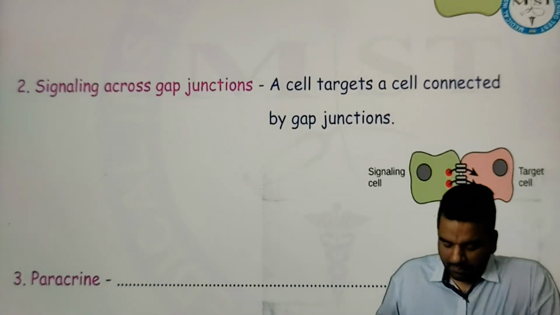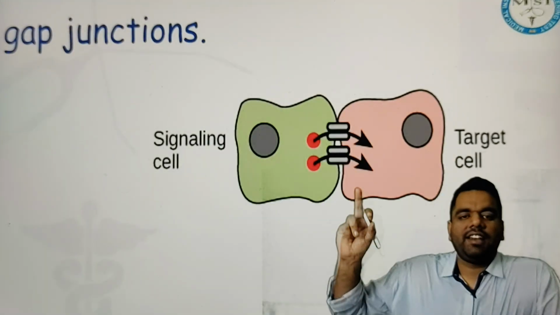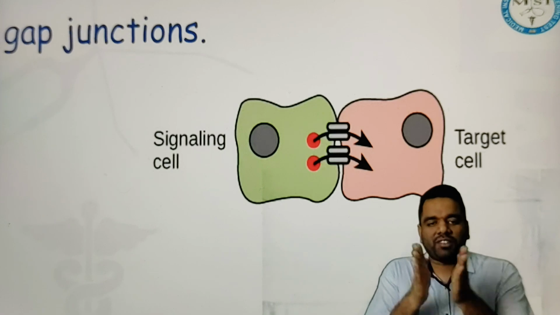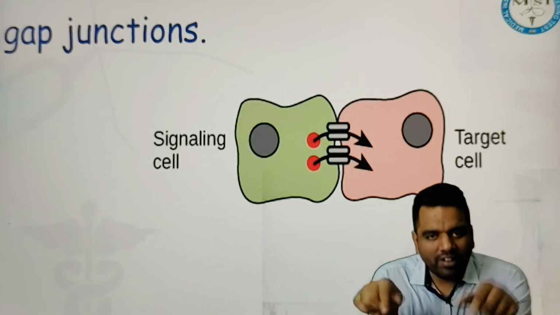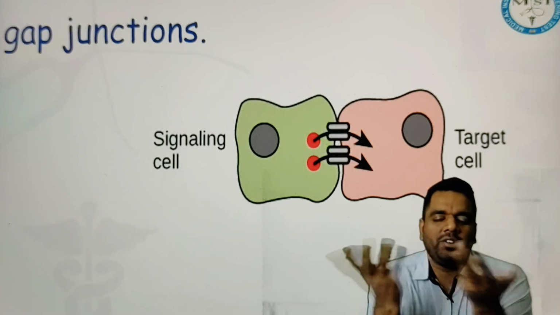Now the signaling across the gap junction means suppose 2 cells are very near to each other. What will happen? Suppose guys, your house and her house are both very near to each other, with only one wall in between. How are you going to communicate with her? You can make a hole, and via this hole you are going to communicate.